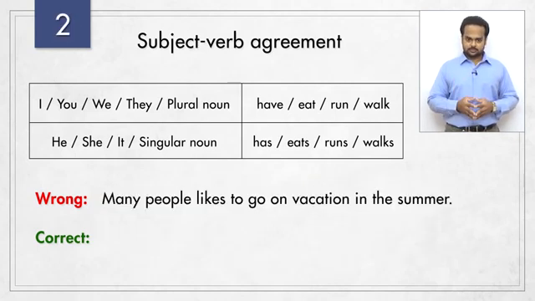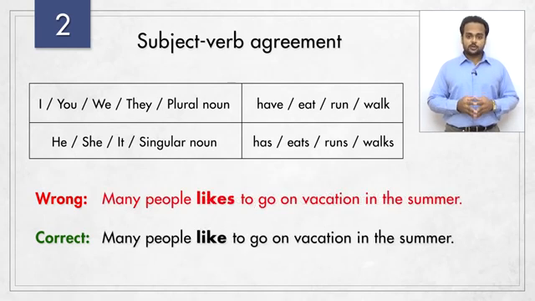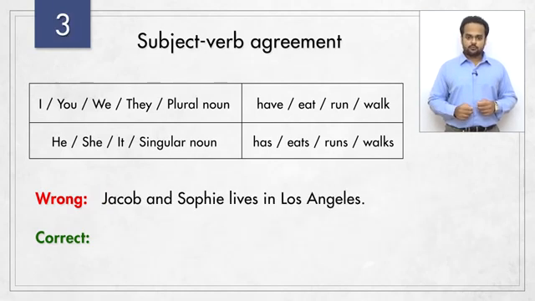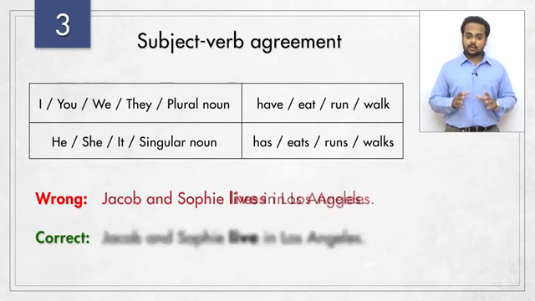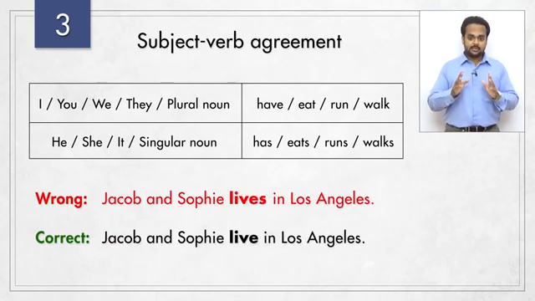So what about this sentence? Many people likes to go on vacation in the summer. Here we should say many people like to go on vacation in the summer. We have a plural subject, many people, so the verb should not have an s. Next one, Jacob and Sophie lives in Los Angeles. The correct sentence is Jacob and Sophie live in Los Angeles. Even though Jacob is an individual and Sophie is also one individual, together Jacob and Sophie are a plural subject, so we don't add s to the verb.